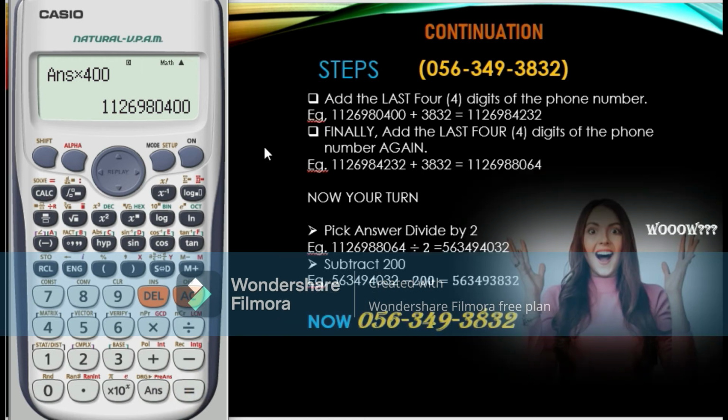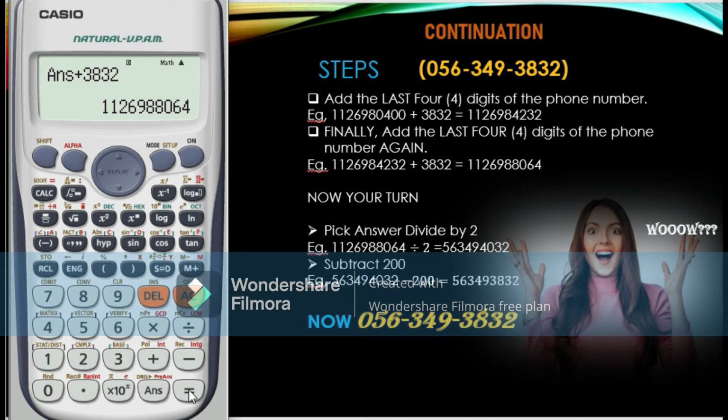After multiplying by 400, you add the last 4 digits of the phone number. So in our case it's 3832. Then you hit the equal sign. Finally, you add the last 4 digits again. 3832. Then you hit the equal sign. Now you can see that the result is 11269888064. It doesn't tally with the phone number at all.